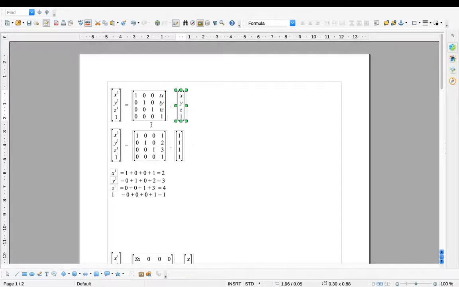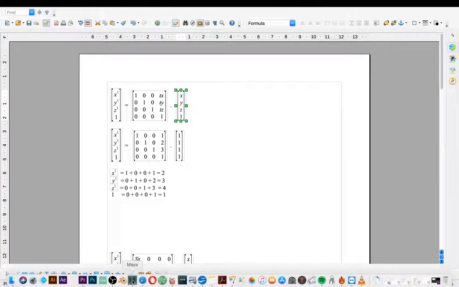So the original points are 1, 1, 1, and I'm going to add 1 in the x, 2 in the y, 3 in the z. This row by this column, this row by this column, this row by this column, this row by this column. That'll essentially give me all my x, y, and z points. So I end up having 2, 3, and 4.